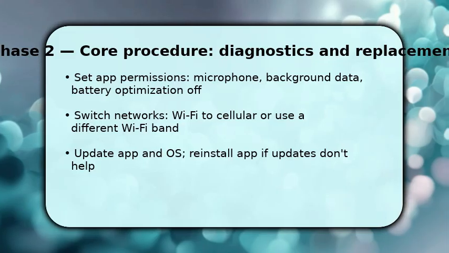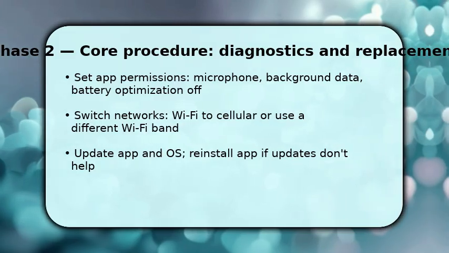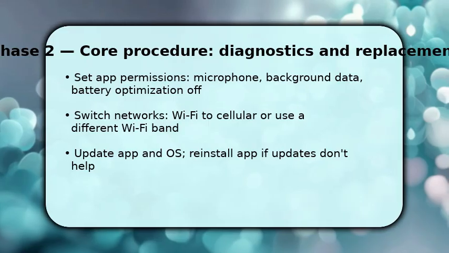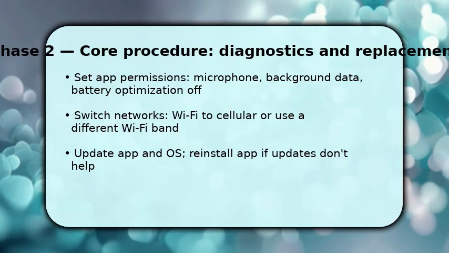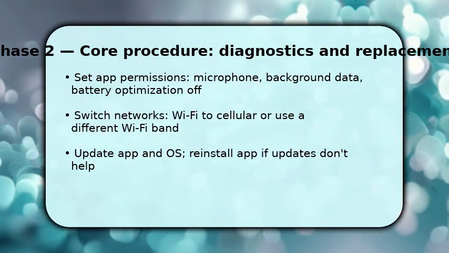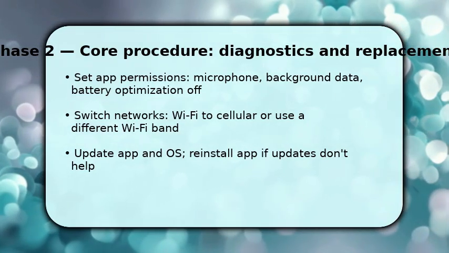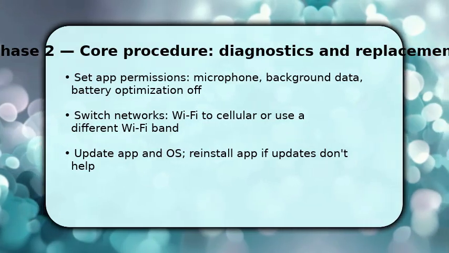Verify app permissions for microphone and background data, and disable battery optimization for the app so the system won't kill it. If on Wi-Fi, toggle to cellular data or change bands too: 2.4 GHz versus 5 GHz. Once done, reboot the router if you control it.